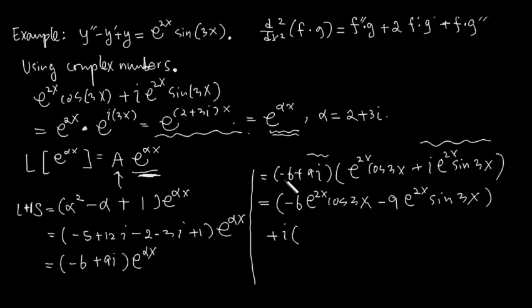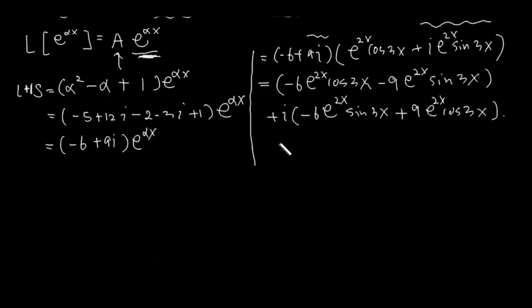The rest of the parts, the other cross multiplications, will have i in them. For example, if you multiply these two, we have negative 6 e to the 2x sine 3x. If you multiply these two, we have positive 9 e to the 2x cosine 3x. So that's what we get.